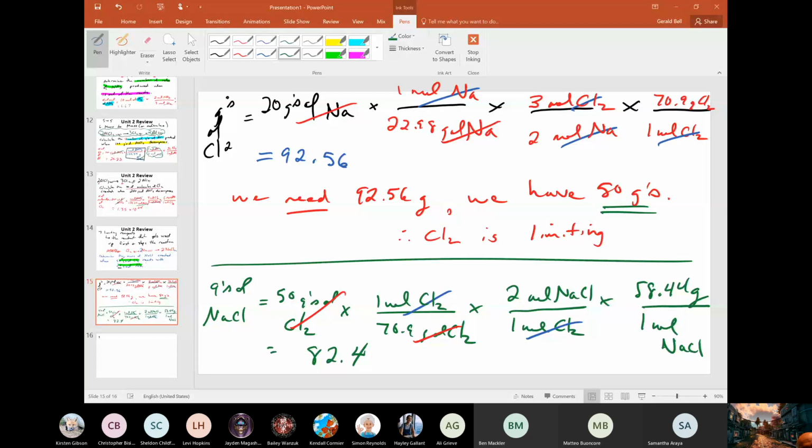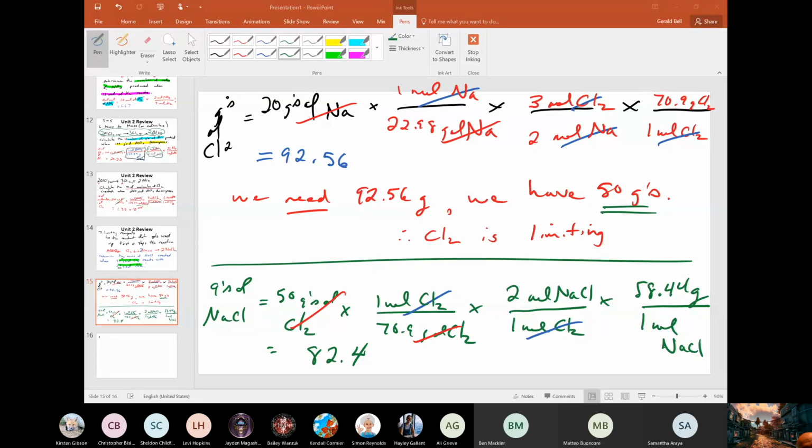I'm not sure what's gone wrong here. It seems like we've done this reasonably correct. Maybe we screwed up the limiting reagent. I don't know. Anybody catch a mistake here? I feel like there's something wrong.